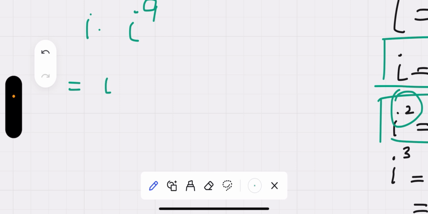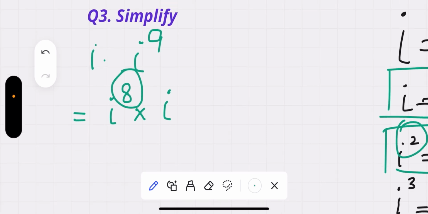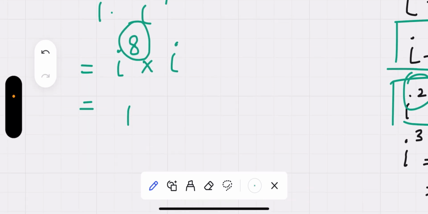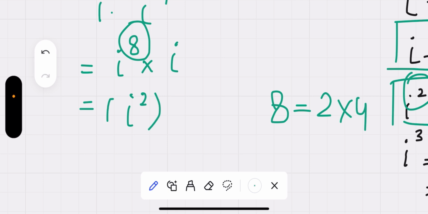So iota power 9, we can split it into even and odd number. We have to make it even number. This is the first step. We must make it even power. Okay, so iota power 8, we need to write in terms of iota square. Since 8 is equals to 2 times 4, we can write iota square power 4 times iota. This iota will come as it is.